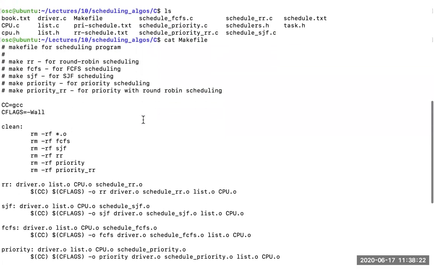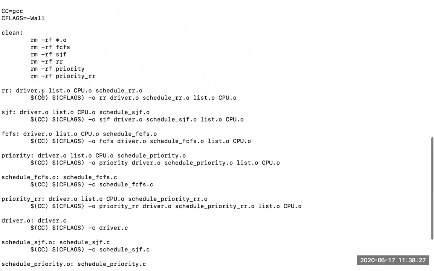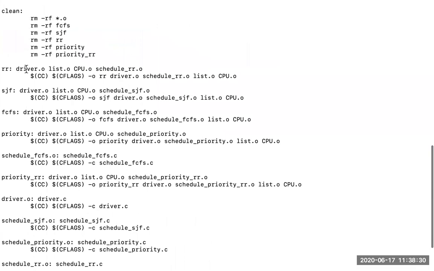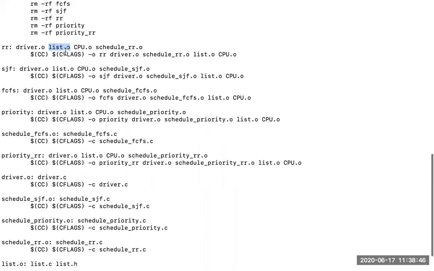To give more insight into the makefile, each makefile has targets, and now we would be running a target. Each target requires some other files to be executed. You can see the driver, which loads your file. Then list.o runs this particular target, where list.cc would be executing. This file creates a linked list. The CPU file allocates your jobs one by one based on the schedule mentioned here.